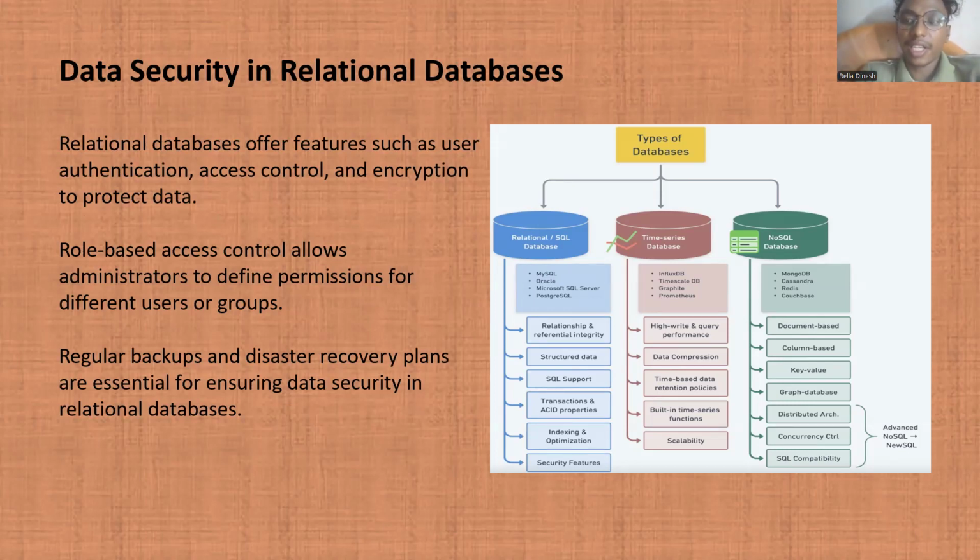Normally, relational databases provide data security by using user authentication, encryption, and access control. In this way, they protect the data, and they provide backups. Role-based access is also provided, and it defines the permissions for different users or groups.